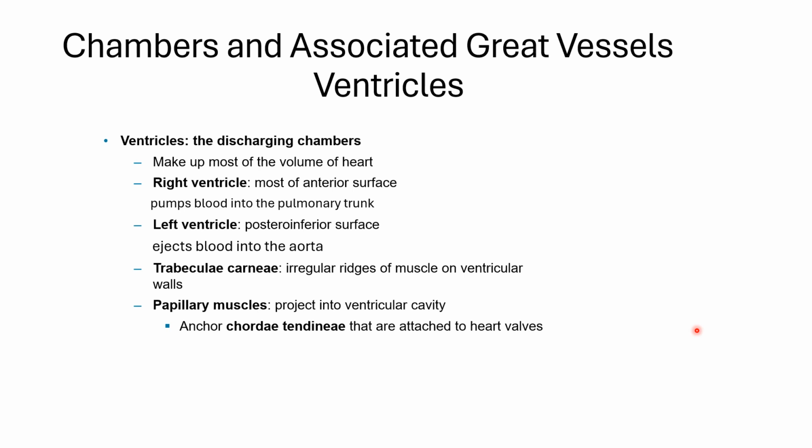Then there are some features which we can find on the inside of these ventricles. These are trabeculae carneae. What are trabeculae carneae? They are irregular ridges of muscle inside the ventricular walls. Another feature inside the ventricular walls is the papillary muscles, and these papillary muscles anchor the chordae tendineae that are attached to the valves.